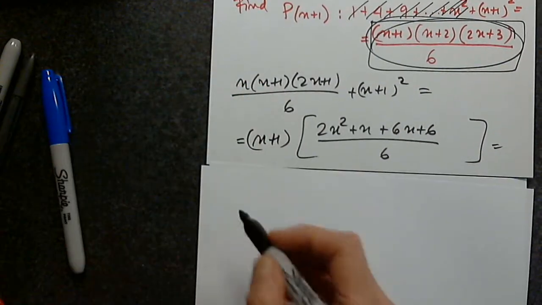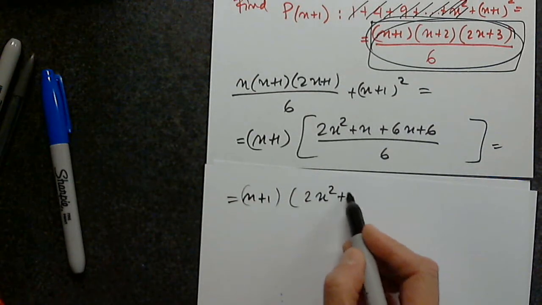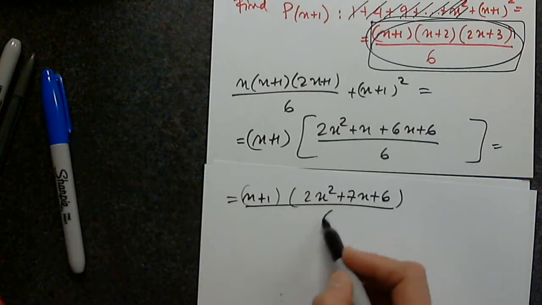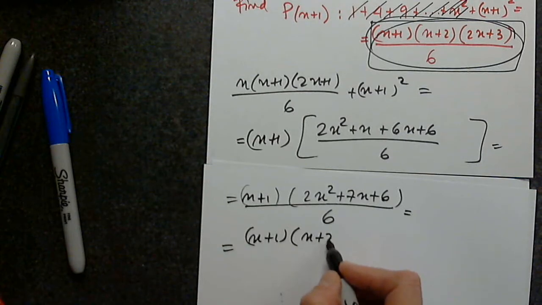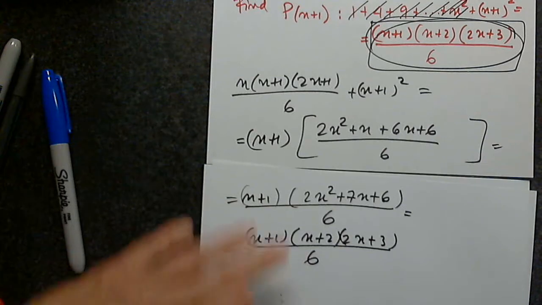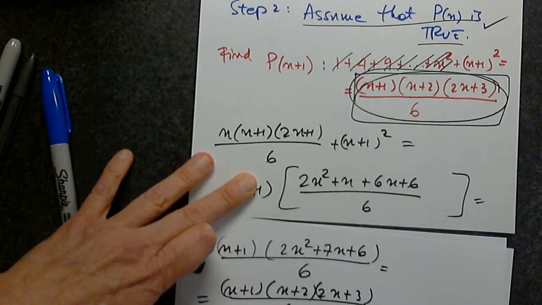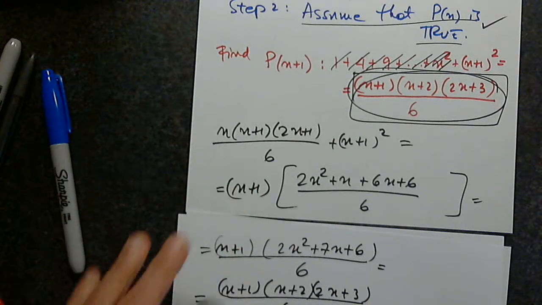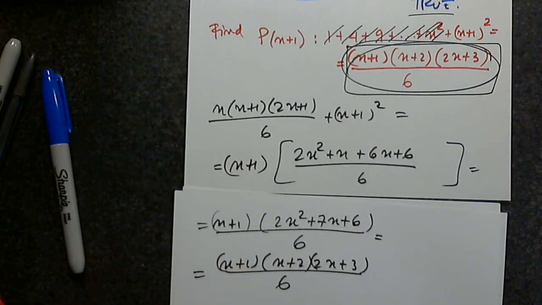So this is n plus 1 multiplied by 2n squared plus 7n plus 6, divided by 6. And I'm so good at factoring because I'll tell you that this is (n plus 2)(2n plus 3). Of course it is, right? So n times 2n is 2n squared. Positive 3n plus 4n is 7n, and 2 times 3 is 6. Since I did get what I was expecting, I will say P(n) is indeed true.